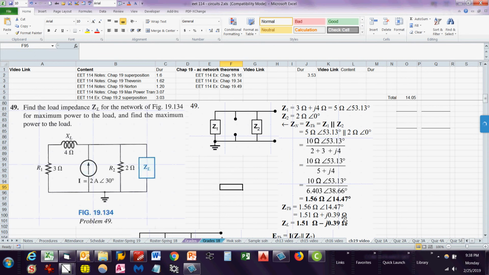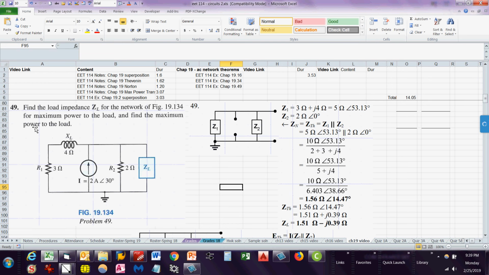Now, here's the trick. You have to use the conjugate, which is just taking the j term and inverting it, making it the negative. If this had been positive, or it is positive, Z sub L ends up being negative. If this was negative, this would have been positive. It's just the opposite. Okay? So that is the impedance. Alright? It says find the load impedance for the maximum power to the load, Z sub L.